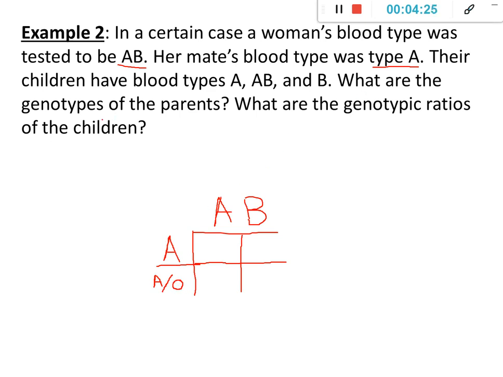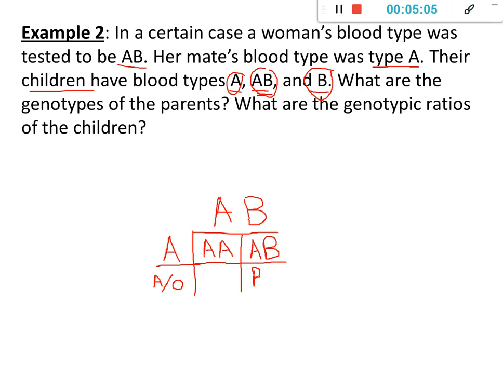But if we look at the children of these two, we see that one has type A, one has type AB, and one has type B. Type A is easy to explain. If you take the A allele from the mother and the A allele from the father, that child is definitely going to be type A. Type AB blood: if you take the A allele from the father, and since the mother is AB, you take the B allele from her, that would explain type AB. So we have type A explained, and type AB explained. However, if there is a child from these two that is type B.